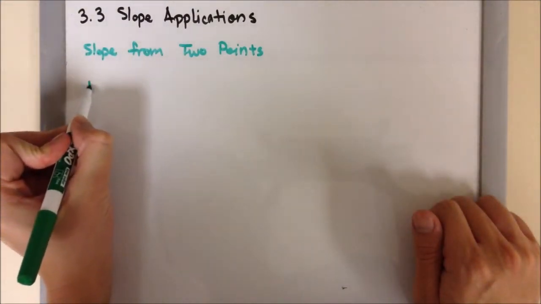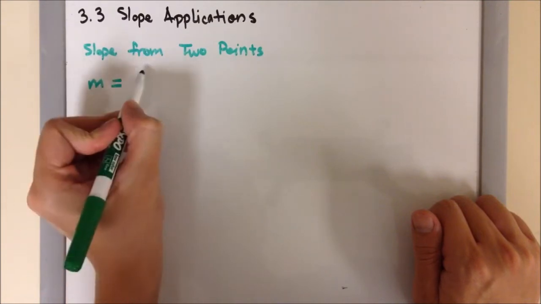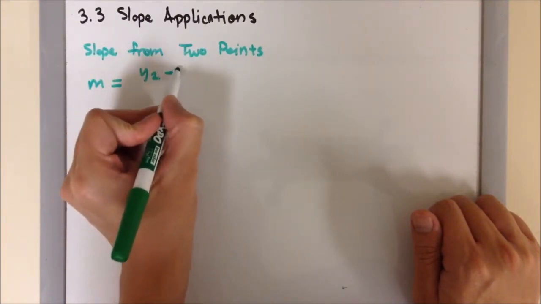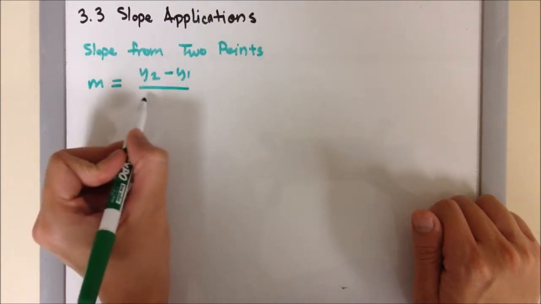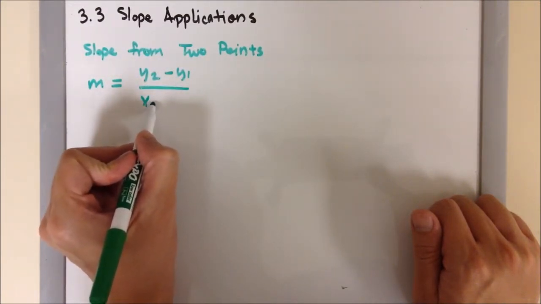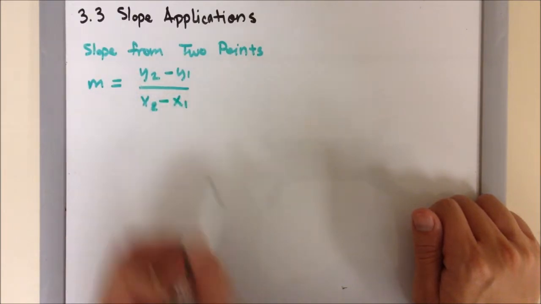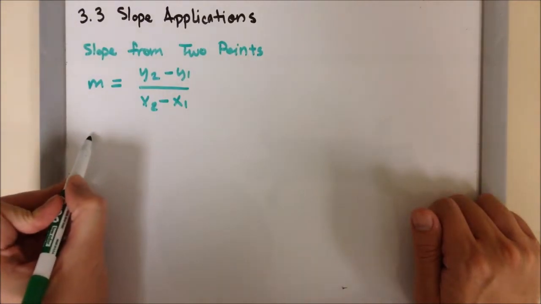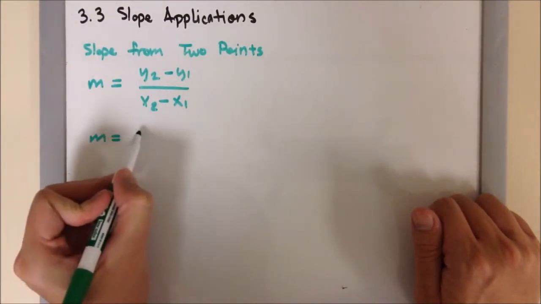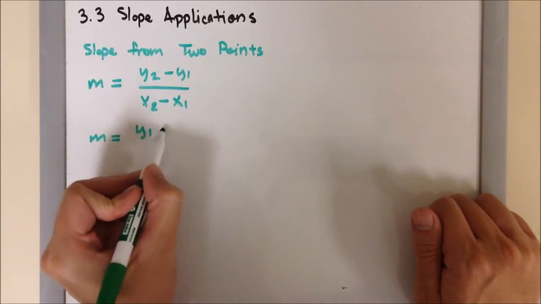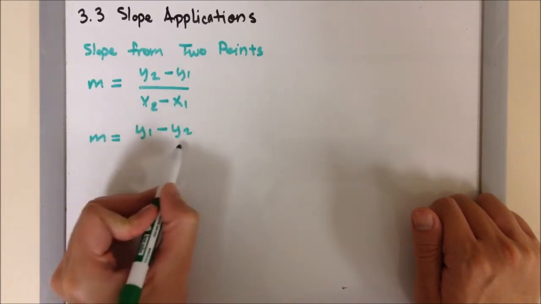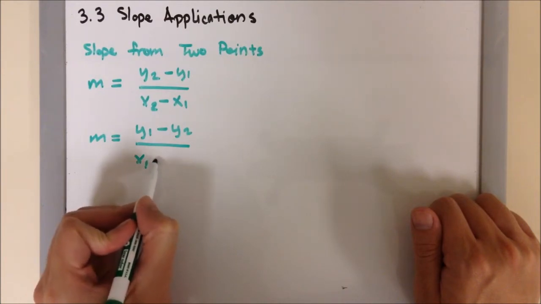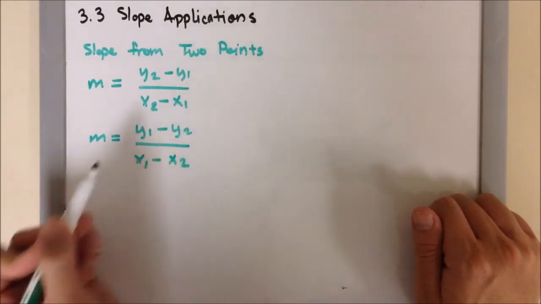The first one is m equals y2, or y sub 2, minus y sub 1, divided by x sub 2 minus x sub 1. Now, you have seen other versions where it was m equals y sub 1 minus y sub 2 divided by x sub 1 minus x sub 2.